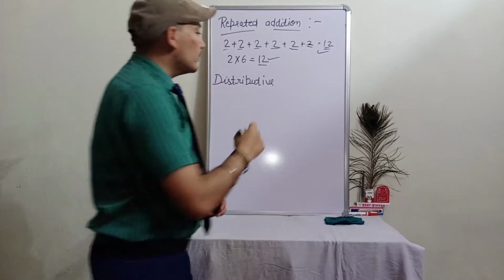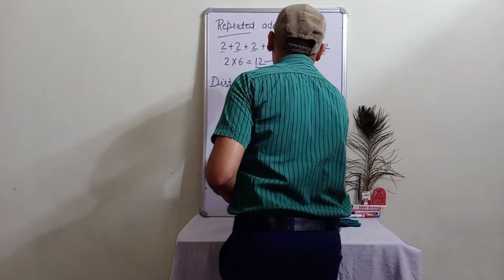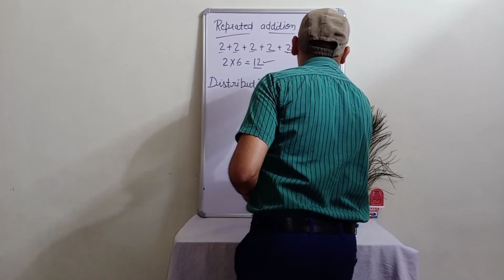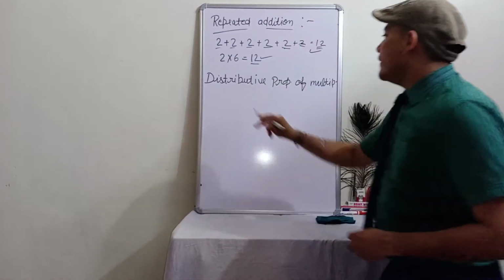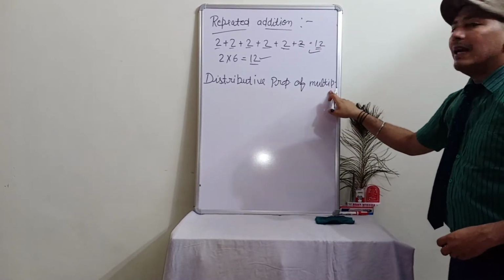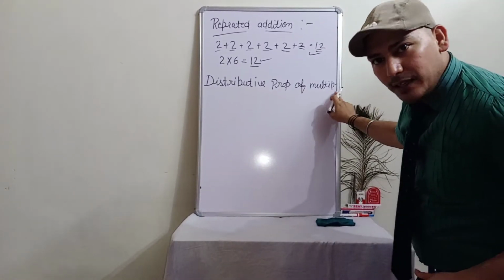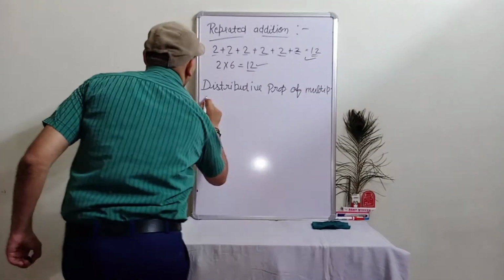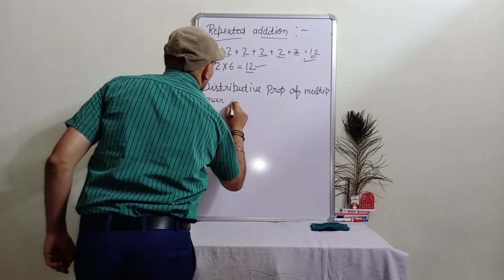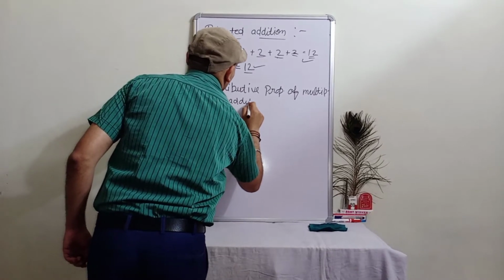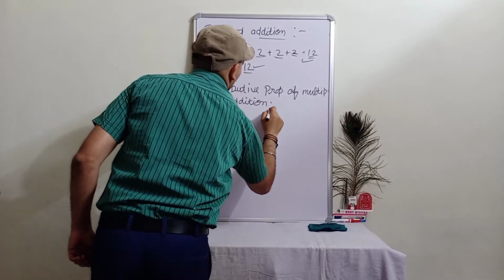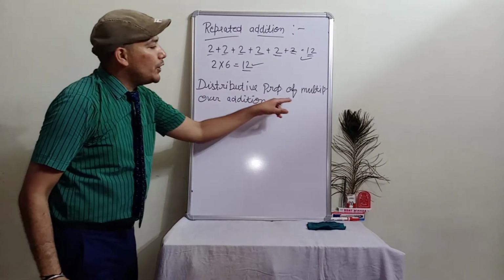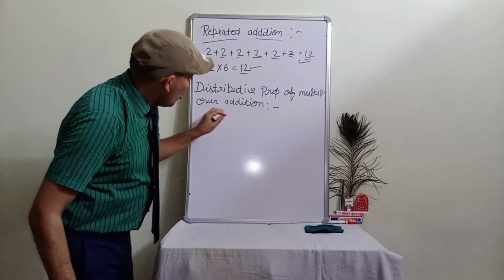Distributive property of multiplication. I just write in short, multiplication over addition. So what is the distributive property of multiplication over addition?